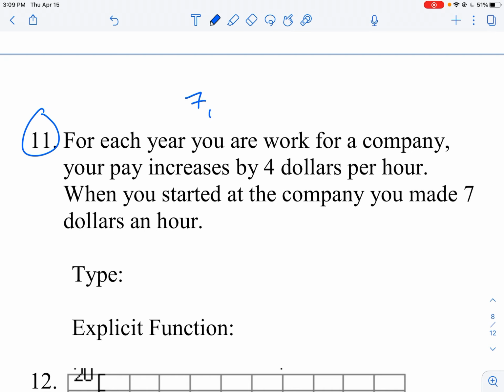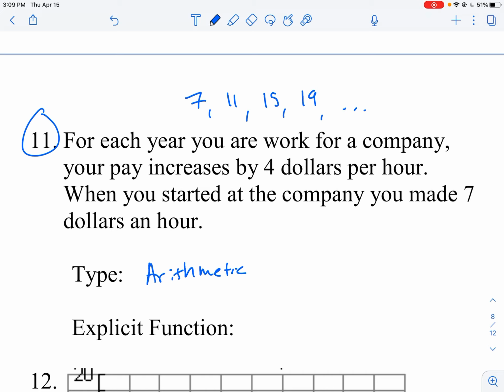So first year, 7. Next year, go up by 4. You're at 11. Go up by 4. You're at 15. Go up by 4, 19, and it goes like that. So this pattern of adding 4 each time lets you know that this is an arithmetic sequence, because arithmetic sequences are sequences that add or subtract the same number each time.